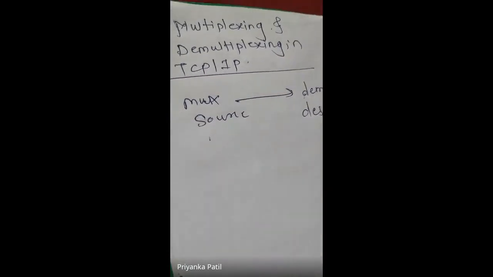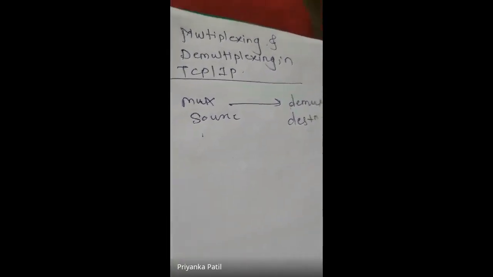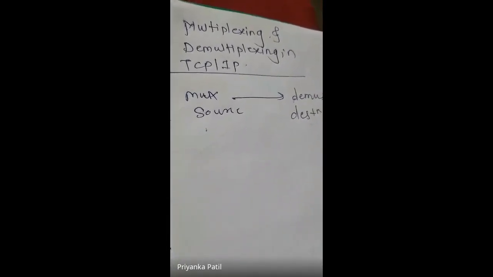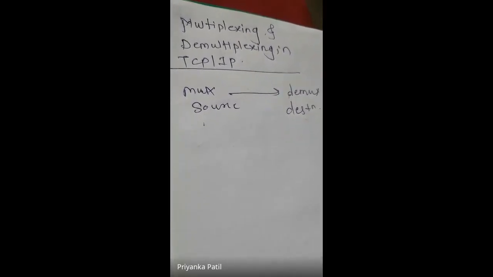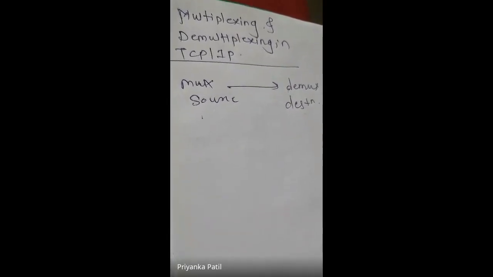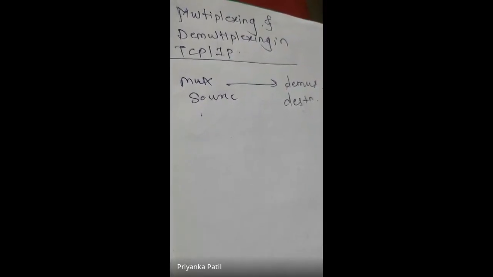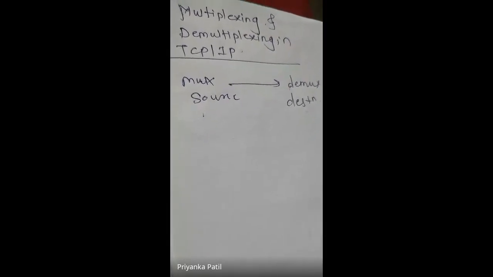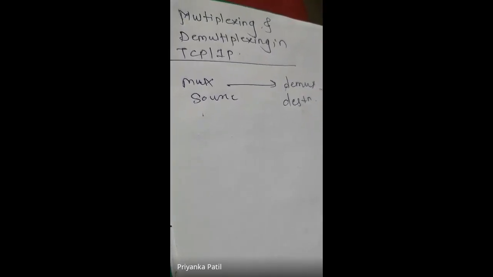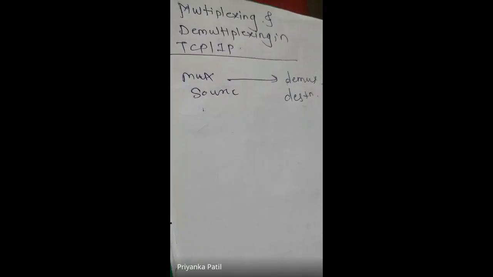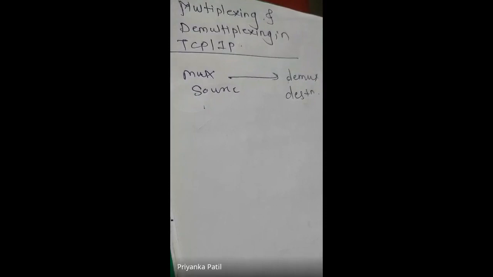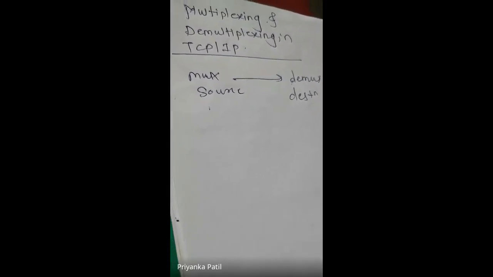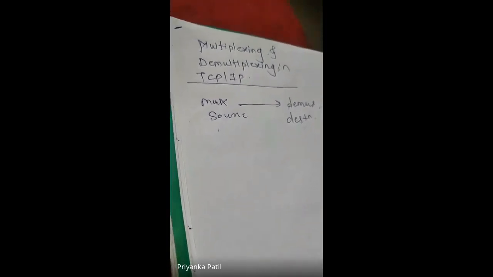So basically, multiplexing is the process of combining two or more data streams into a single physical connection. The port number allows TCP/IP to set up a number of virtual connections over the physical connection. Whenever we have to combine data into a single unit, we then transmit it over the network. So this is the process of multiplexing.